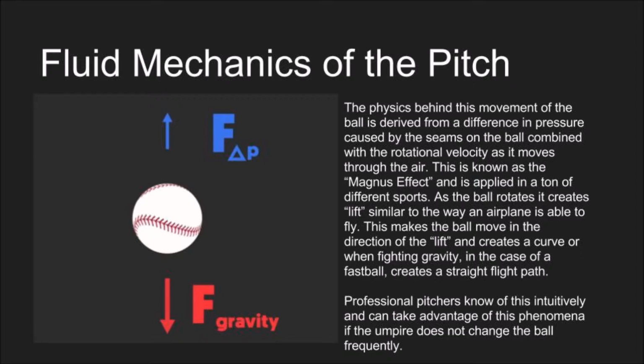As the ball rotates, it creates lift, similar to the way that an airplane is able to fly. This makes the ball move in the direction of the lift and creates a curve when fighting gravity. In the case of a fastball, it creates a straight flight path that actually has somewhat of a rise to it because of the downforce of the seams of the ball.